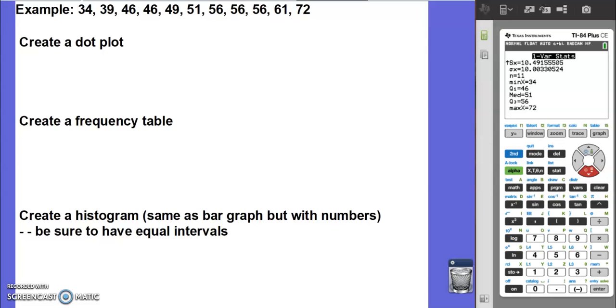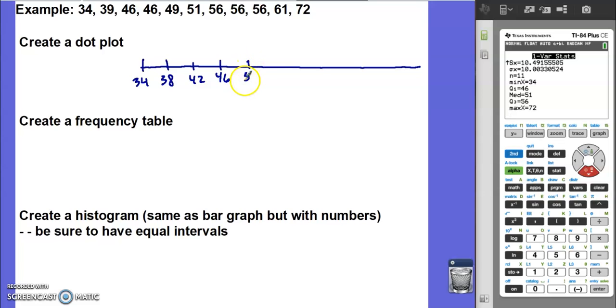Now let's talk about what a dot plot is, a frequency table, and a histogram. On a dot plot, you're going to draw a number line, and you're going to have equal intervals. You have to decide what equal intervals you want. I'm going to start at 34 and go to 38, counting by 4s. You don't have to count by 4s. You can count by 5s or 2s or 1s, whatever you want to be able to get it finished.